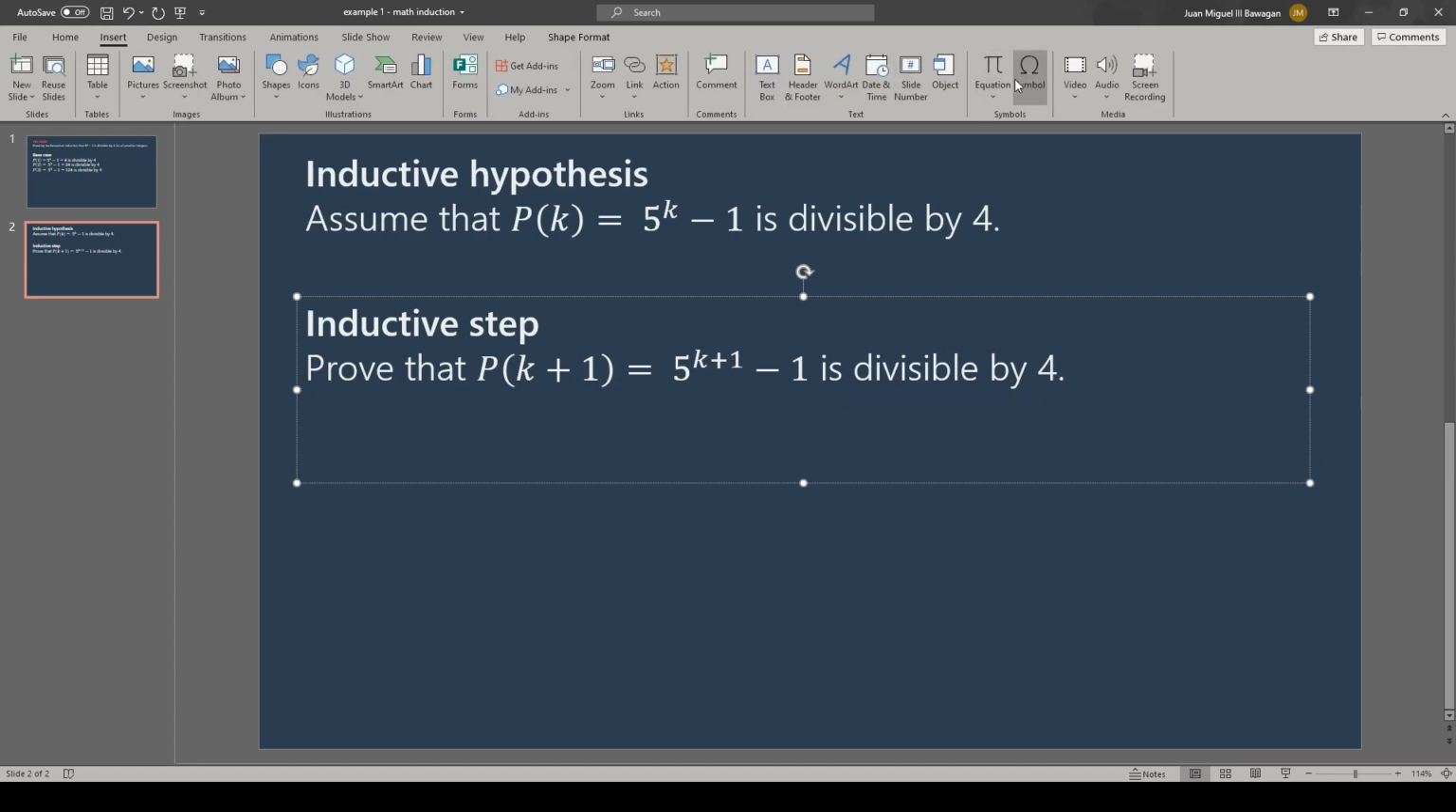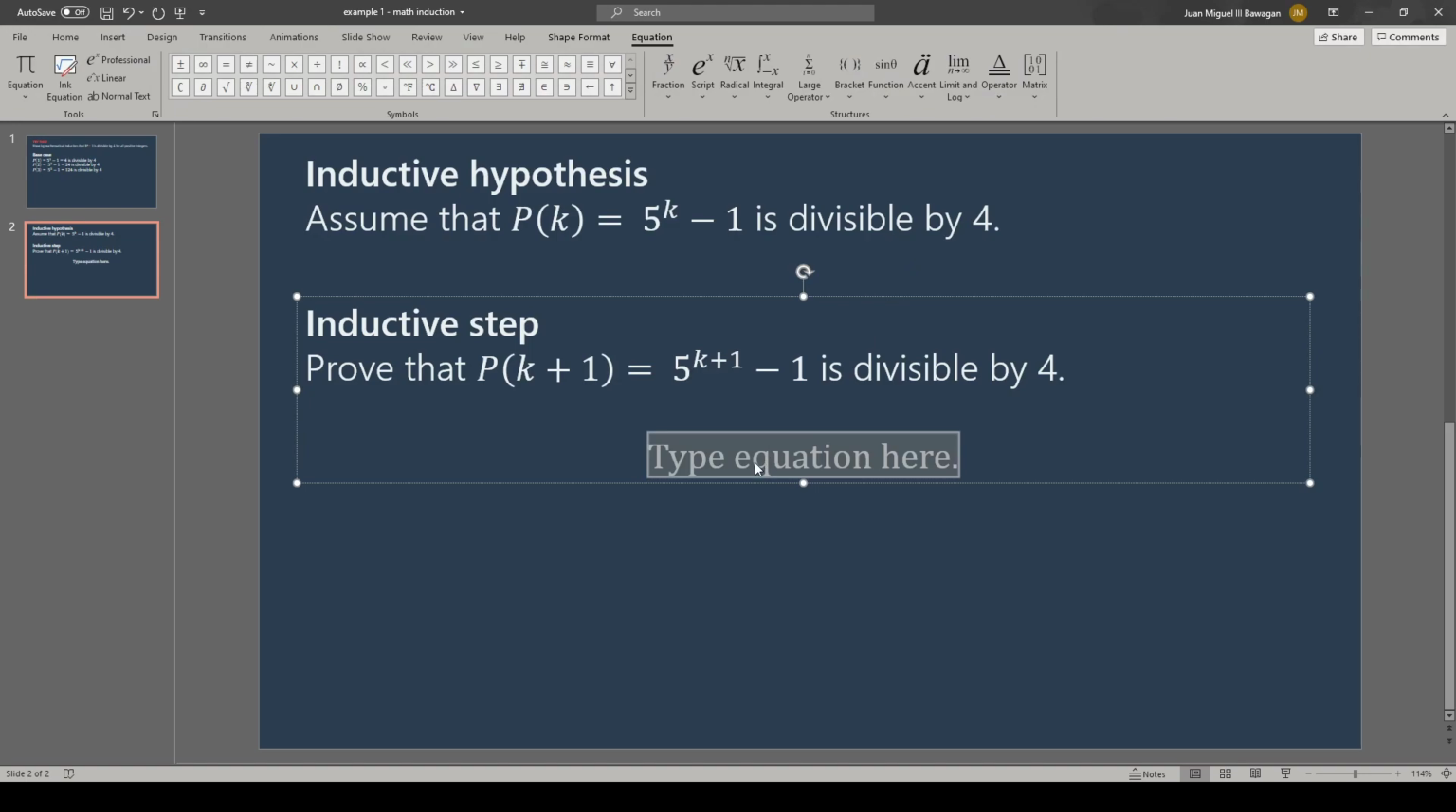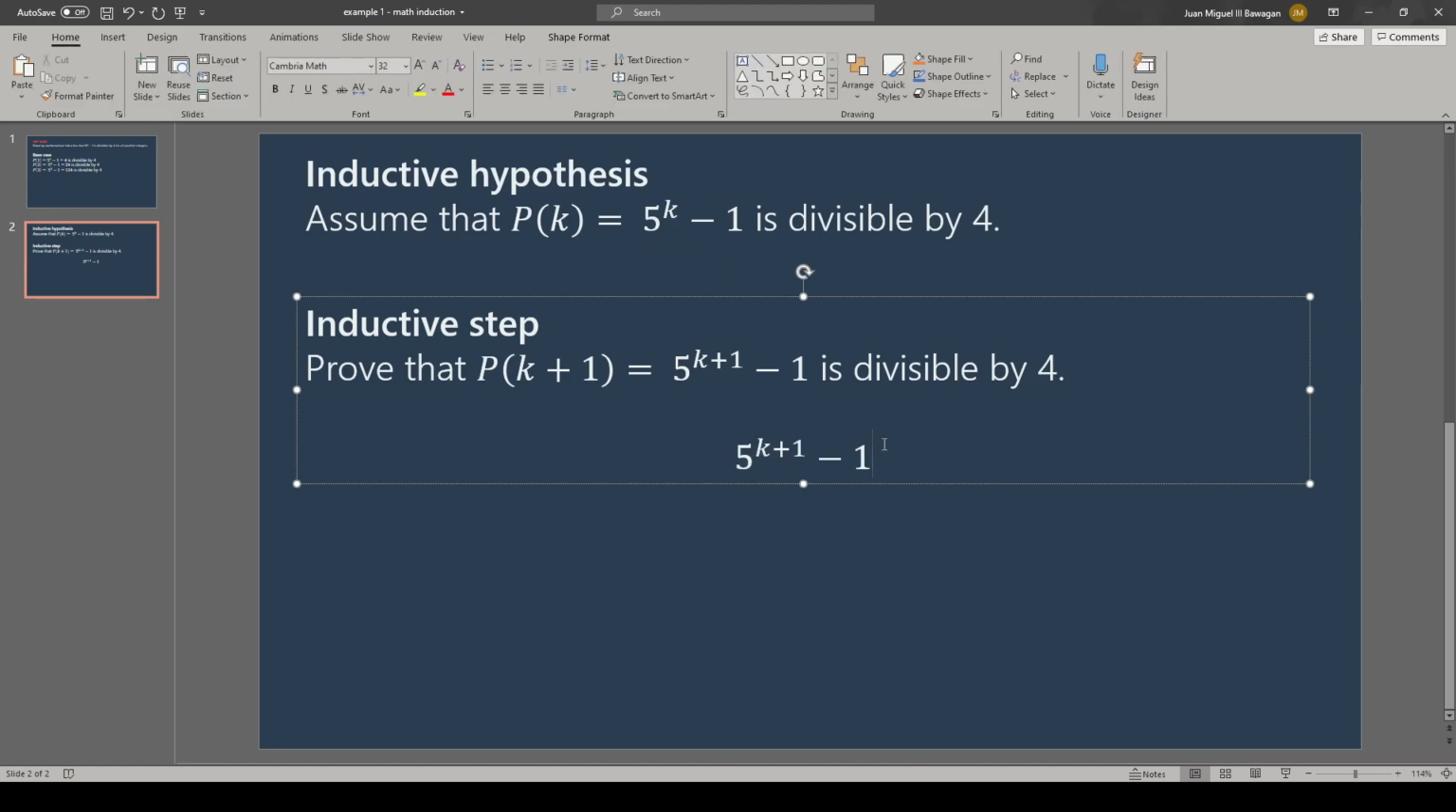So let's prove it. What could we do here? Let me just retype 5 raised to k plus 1 minus 1 here. What could we do to show that this is divisible by 4? As much as possible, if you don't have a clue how to do this, you should look at our inductive hypothesis. So somehow we should show that 5 raised to k minus 1 is divisible by 4. I mean, this should appear somewhere. So let's try that. How do we do that? Let's manipulate 5 raised to k plus 1. Let me copy paste that here.